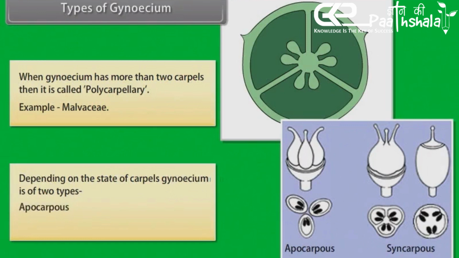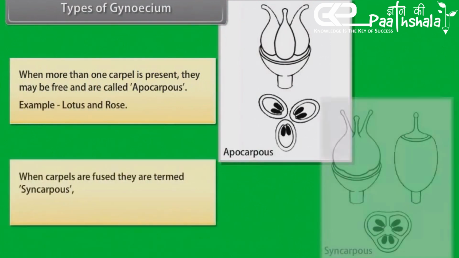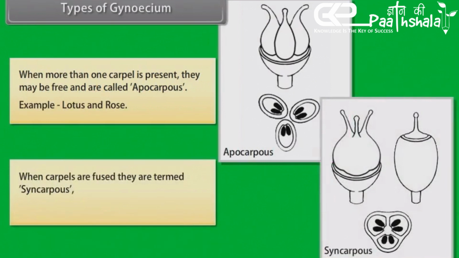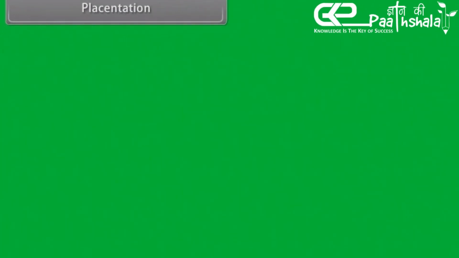Depending on the state of carpels, gynoecium is of two types: apocarpous, syncarpous. When more than one carpel is present, they may be free and are called apocarpous. Example: lotus and rose. When carpels are fused, they are termed syncarpous. Example: mustard and tomato. Placentation.